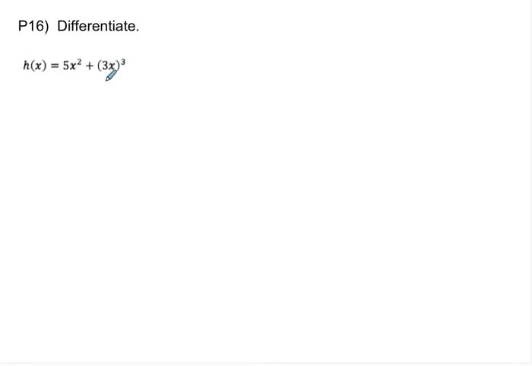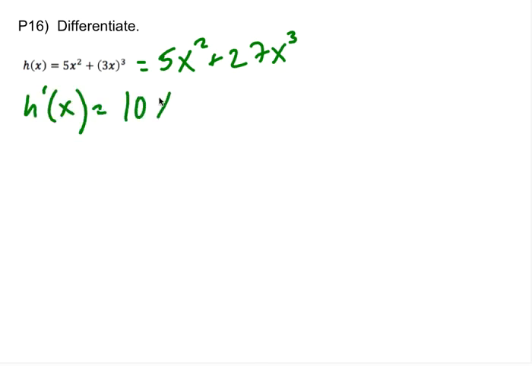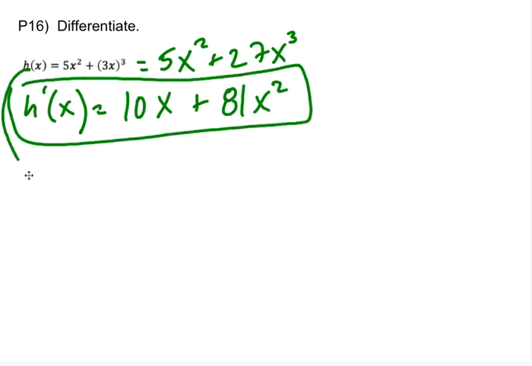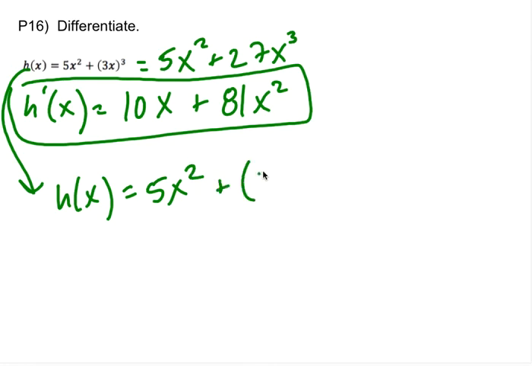Okay, so here, you could technically do this as a chain rule, but as we saw early in this video, I would suggest that you simplify it by distributing that cubed onto the 3 and the x. So my h prime of x is going to be a 10x plus 81x squared, right? And that's fine. If you did it the other way, if you did it as a chain rule, right, so if you took your h as a 5x squared and then this was a function inside a function, it's going to work. It's just going to be a little harder, I think.